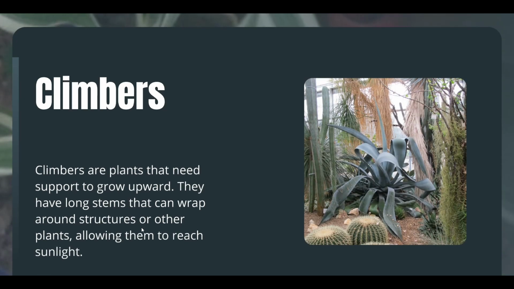And what is known as climbers? Climbers are plants that need support to grow upwards. They have long stems that can wrap around structures or other plants, allowing them to reach sunlight. So climbers need other support. They will wrap around other structures or plants so they can capture the sunlight.